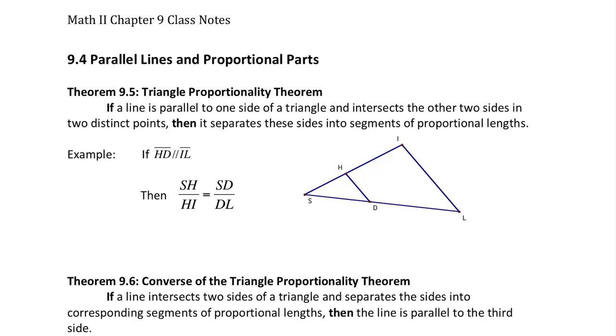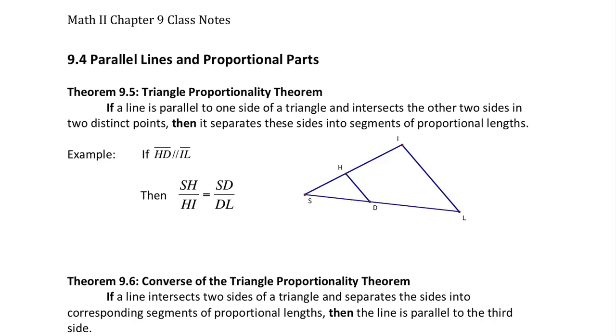Hello and welcome back. This is lesson 9.4 about parallel lines and proportional parts. We have two main theorems today, or at least a theorem and its converse. Theorem 9.5 and 9.6. Theorem 9.5, the triangle proportionality theorem, states that if a line is parallel to one side of a triangle and intersects the other two sides in two distinct points, then it separates these sides into segments of proportional lengths.